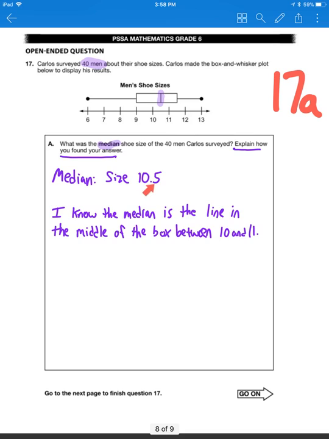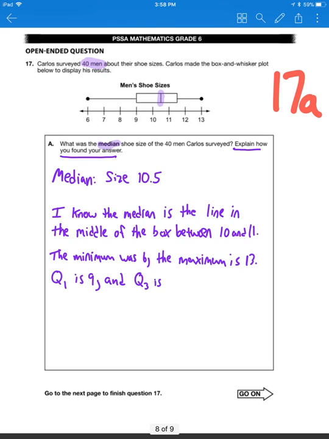So that's how I know it's the median, but I'm also going to mention what these other things are. So I'm going to say, the minimum was 6. The maximum is 13. Q1 is 9. And Q3 is 11.5. I'm just going to say the median, or 10.5, is the middle shoe size.